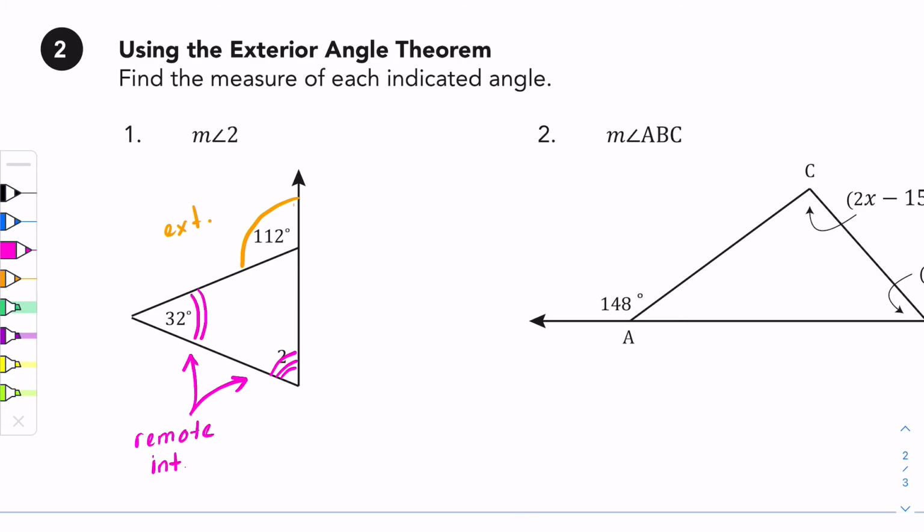So I know that the two angles in pink add up to my one angle in orange. So I can say that 32 degrees plus the measure of angle 2 add together to equal my total angle measure of 112, which is right here. Subtract 32 from both sides, and the measure of angle 2 is equal to 80 degrees.